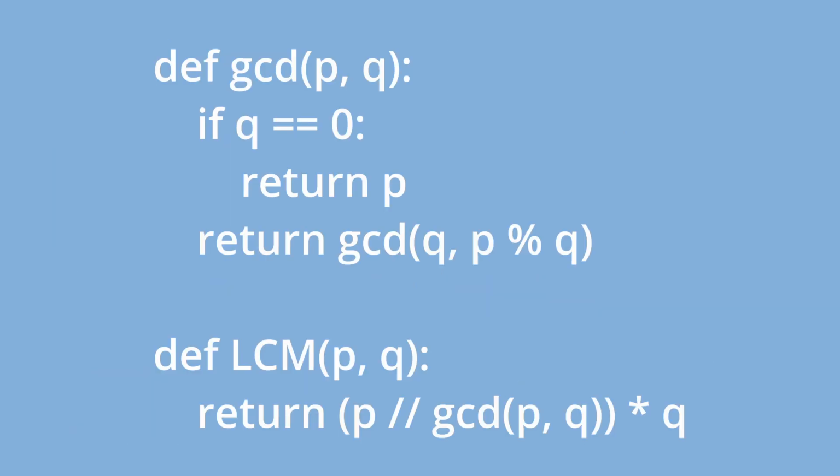First, we need helper functions for the greatest common divisor, GCD, and the LCM. Function GCD is an implementation of the Euclidean algorithm, and LCM is computed from GCD. Quick digression. Why did I use // floor division and divide before multiplying?